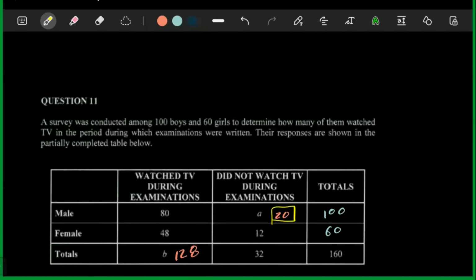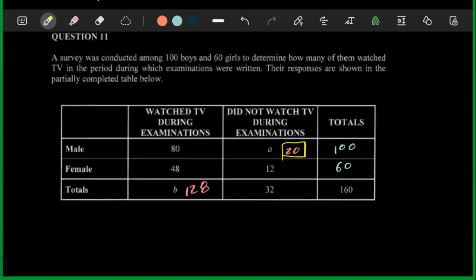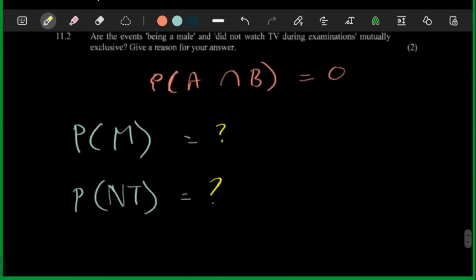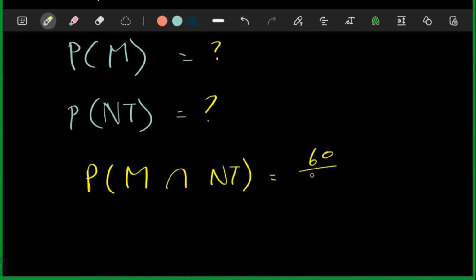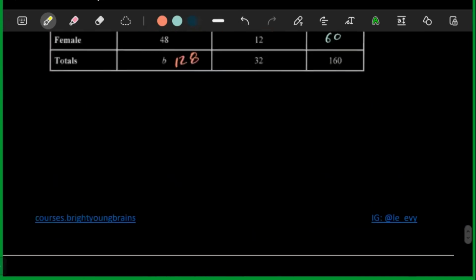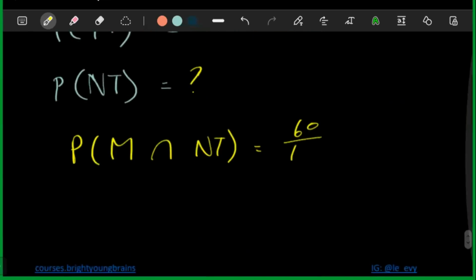So the probability of finding a person that watches TV and is male is 20 over 160. So the probability of being male and not watching TV is equal to 20 over 160. Obviously, this number is not equal to 0.